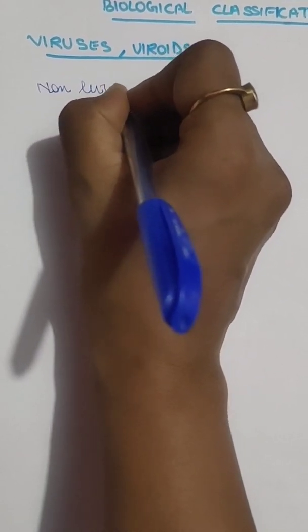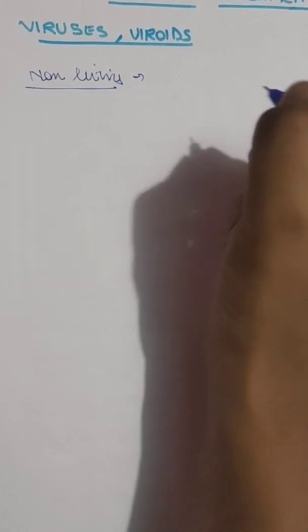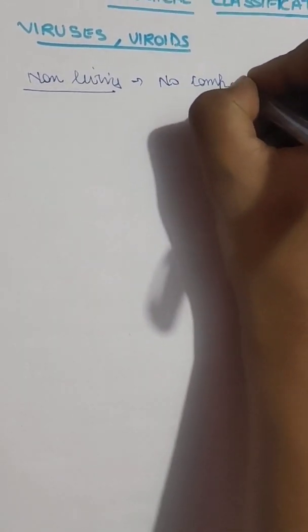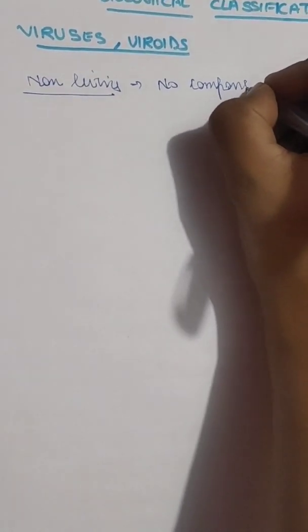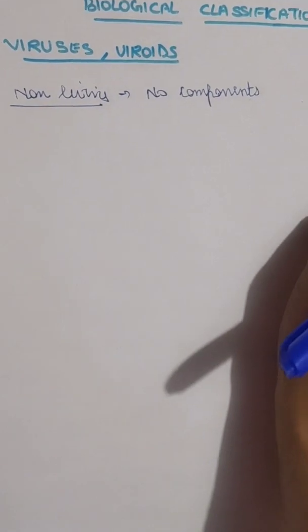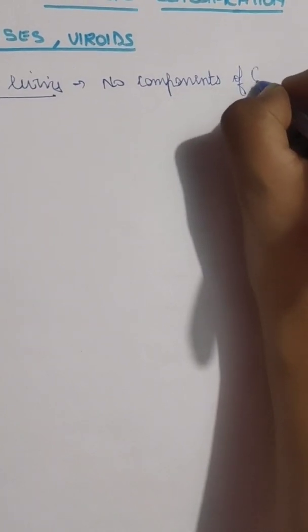If a virus is non-living, it is considered non-living because it does not have any component of a cell. The cell is the basic fundamental unit of life, the building block, but viruses do not have any cell. When they don't have any building block, how will they be considered living organisms? The basis of a living organism is the cell, but these organisms do not have any cell. That's why it's not considered living, because it lacks the cell.